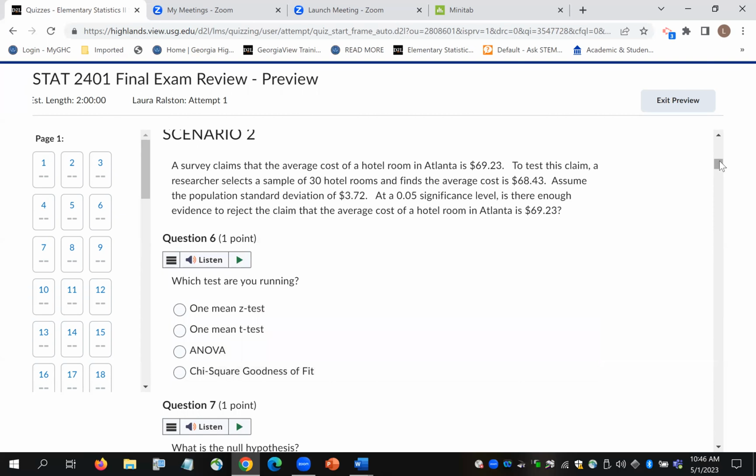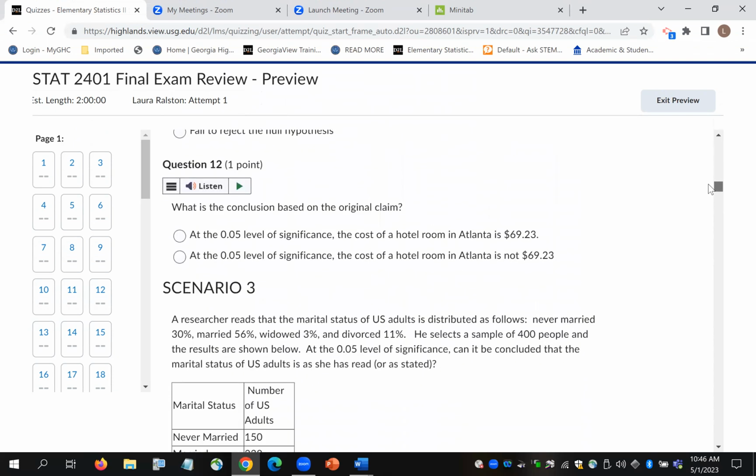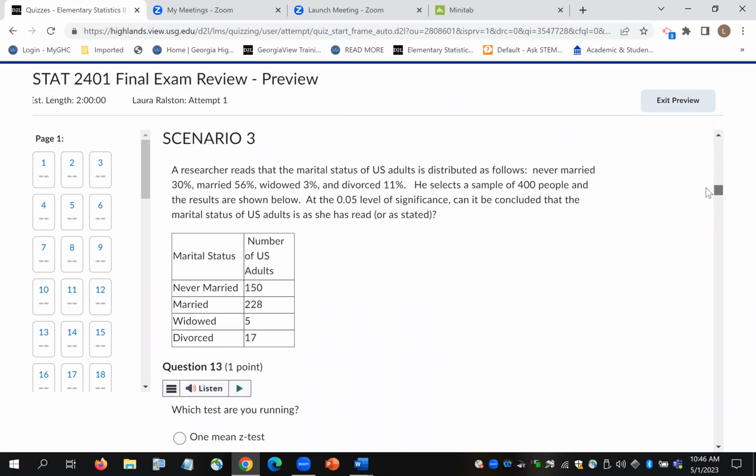Okay, so the first thing I have you do is select which test you're doing. And then it goes through the hypothesis testing process. This question looks kind of similar to one that you had earlier this morning. Looks like the numbers are different.